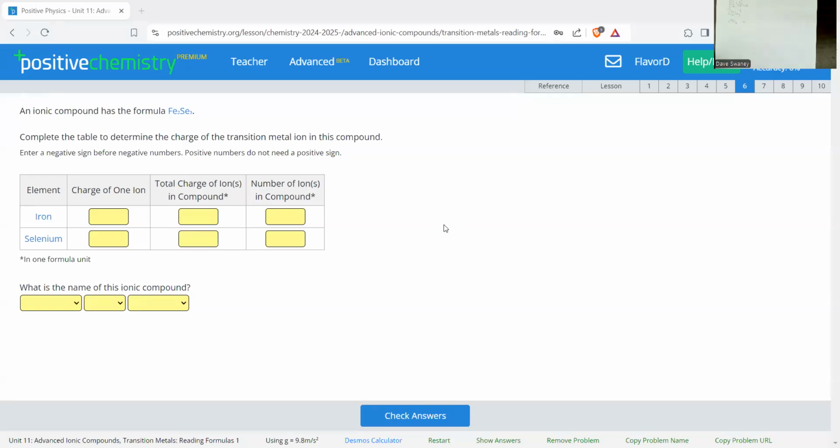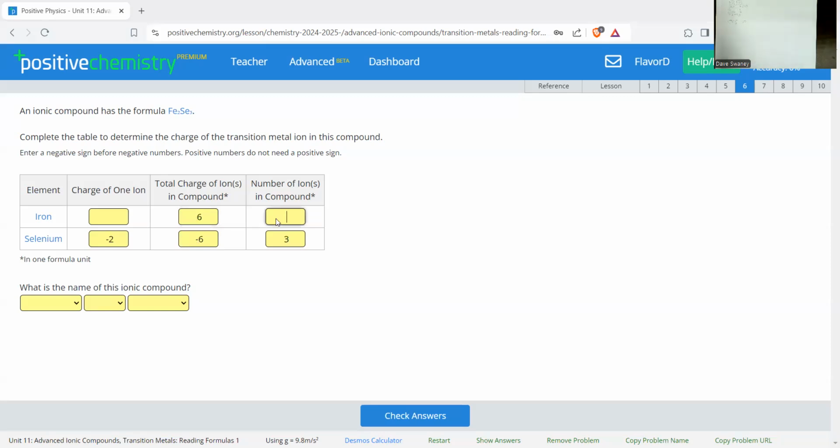Let's talk about the reading formulas #1, and here is a sample problem. So I have this formula, and I look at my periodic table, and I find out that selenium is under oxygen, which means it is a -2 charge. How many are there? There are 3 of them, which means that the total charge needs to be -6 because the 3 times a -2 is a -6. Now, when I get done, this had better match and be opposite. So that should be a +6 here.